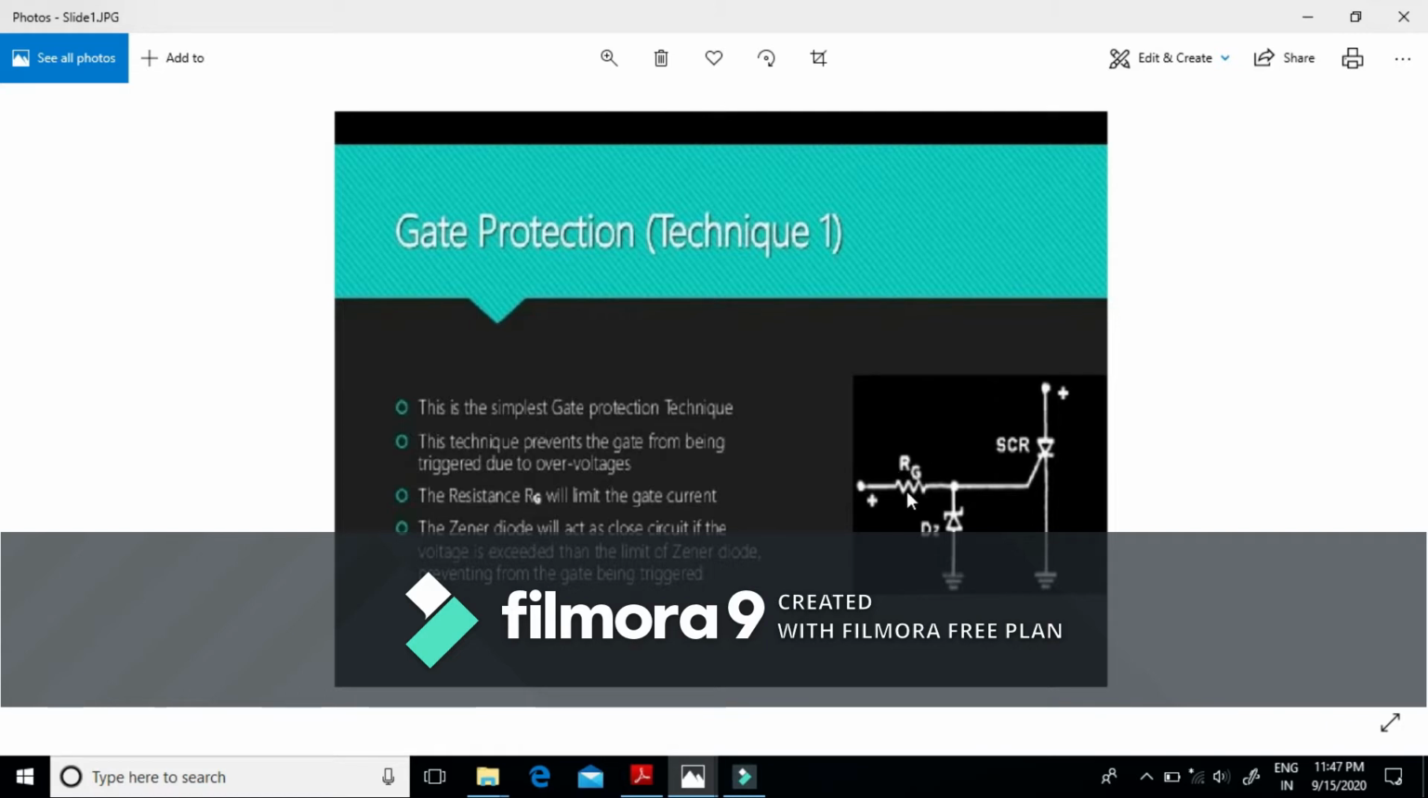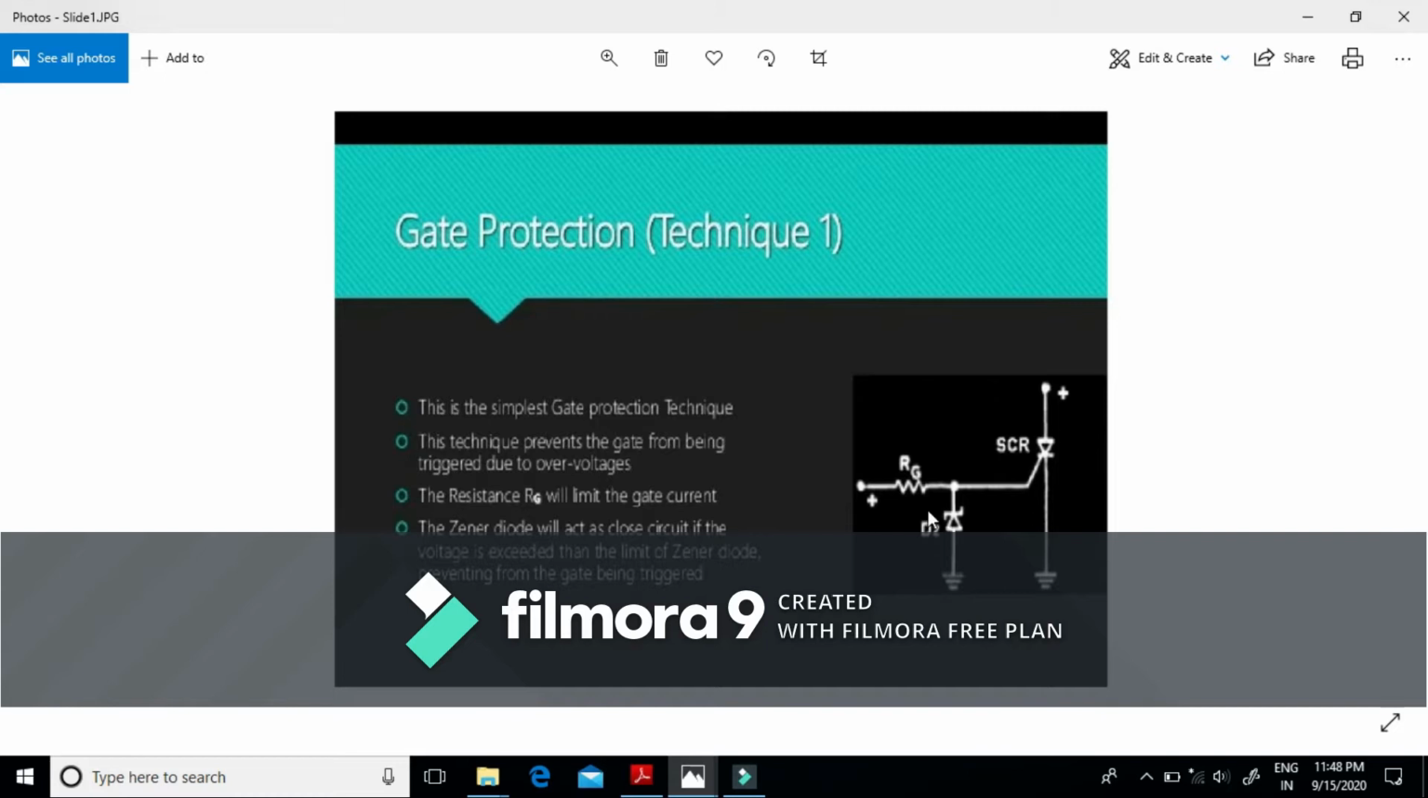This resistance is used to provide the protection against a high current, and this Zener diode is used to provide the protection against the high voltage, or we can say to provide the protection against over voltage. If our gate current exceeds beyond its specified value, it leads to damage to the SCR. Similarly, if our voltage increases beyond its value, it may lead to false triggering of SCR.